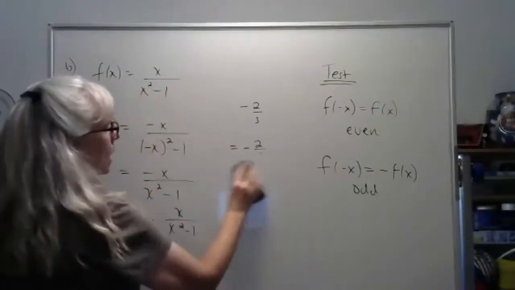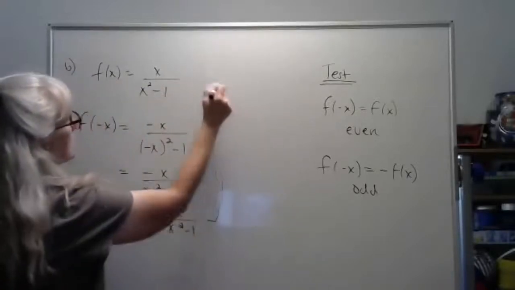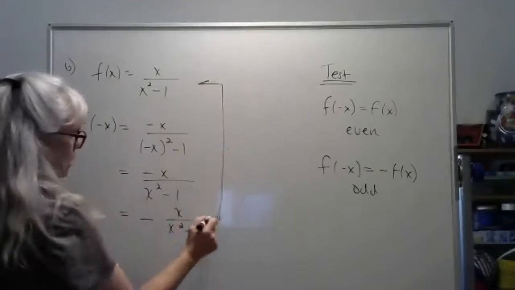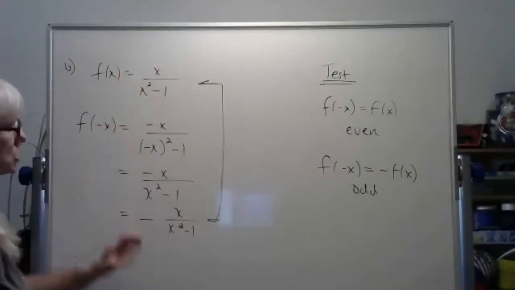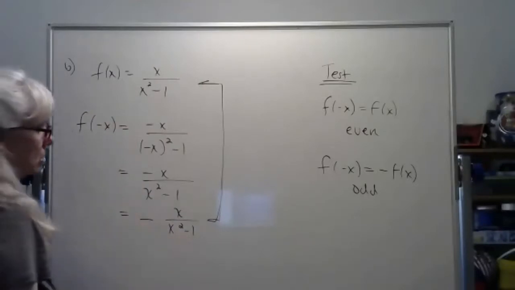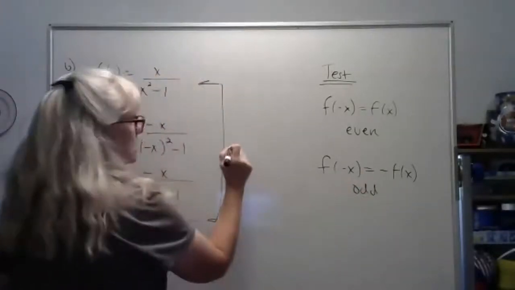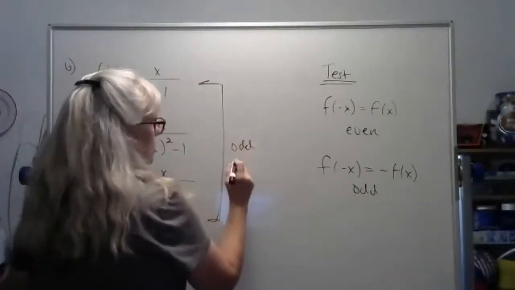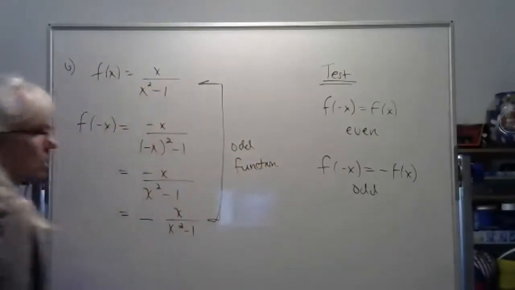So why am I doing that? Because I need you to realize that when I compare this to the original, it is the opposite of the original. We're saying, here's the original function. This result is the opposite of that original function. So because we ended up with the opposite of the original, we know that this is an odd function. So if I were to come in and graph it, it would have symmetry to the origin because it is odd.